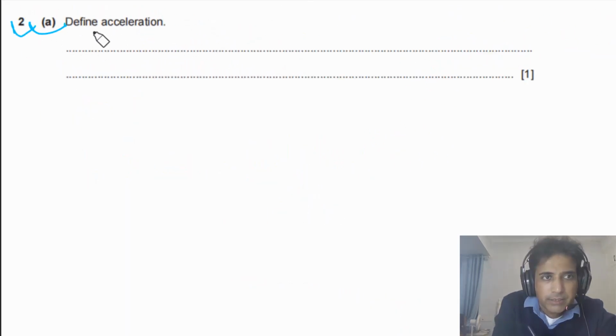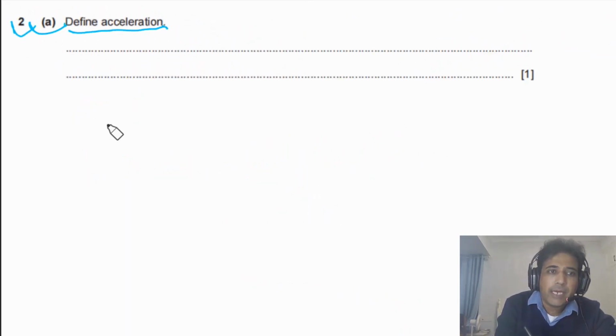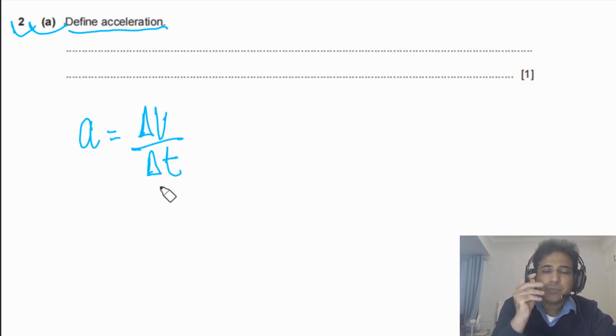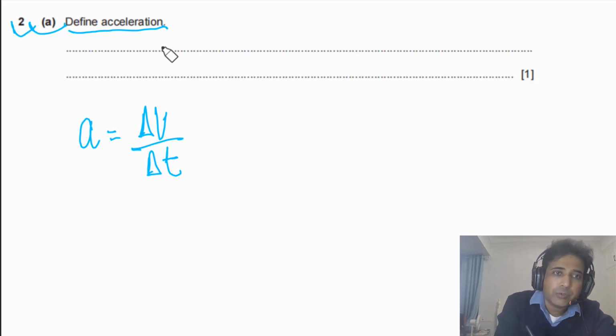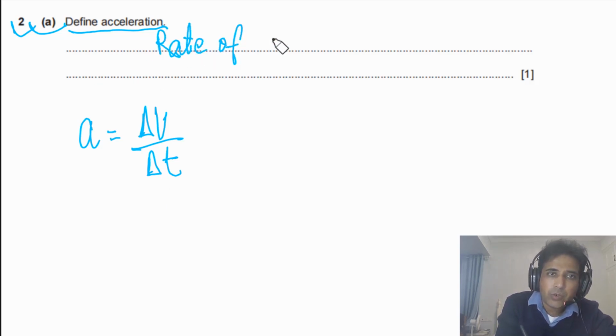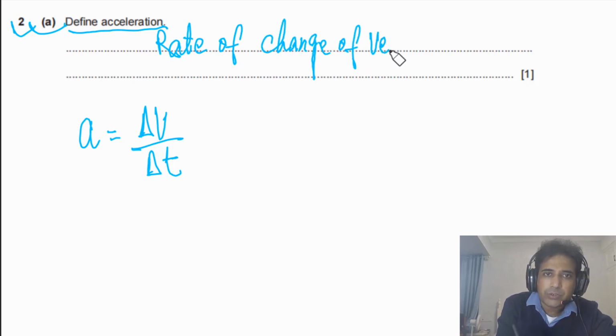Question 2 part A says define acceleration. Acceleration is equal to delta v by delta t. So simply this is the rate of change of velocity. So we can say acceleration is the rate of change of velocity. This is how you can define acceleration.